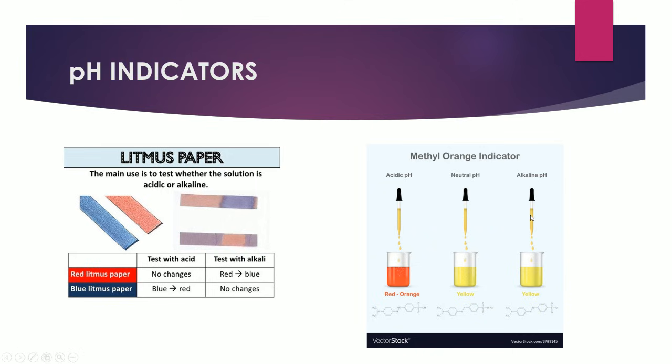The other one we need to know is methyl orange. In an acidic solution, the methyl orange indicator will remain orange. If you put it in an alkaline solution, it will turn yellow.